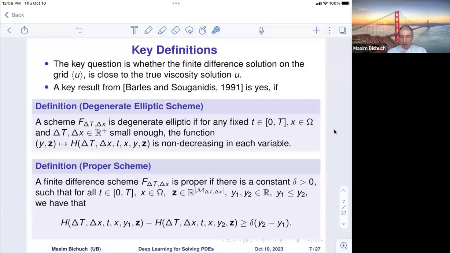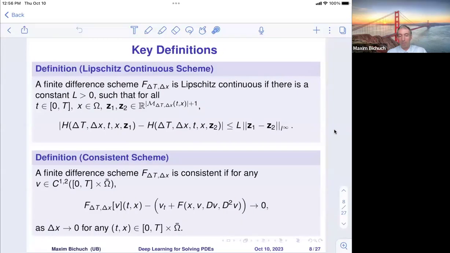Another thing is proper. Again, that's for the original operator. That's a very classical assumption. For the difference scheme, it's basically almost the same thing. So F is going to be proper if it behaves nicely in the place for the actual function u. So if the difference between different values of the function, if you take the operators, is going to be at least delta times the difference. Again, if you think about the classical viscosity solution, that's a very nice and typically required property for viscosity solutions to work.